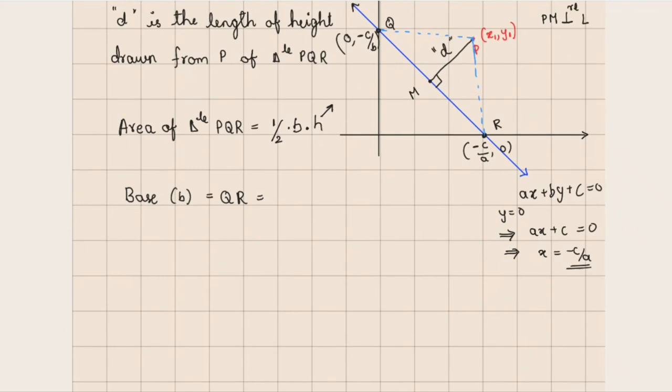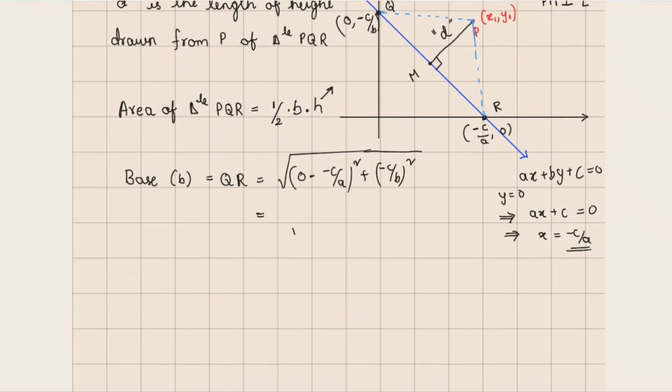We know Q and we know R, so we use the distance between 2 points formula, which is the square root of (x2 minus x1) whole square plus (y2 minus y1) whole square. What is x2 here? 0 minus c by a, whole square. What is y2 here? Minus c by b. y1 is 0, so minus c by b whole square.